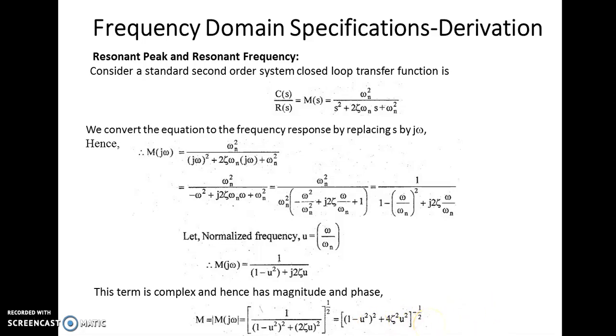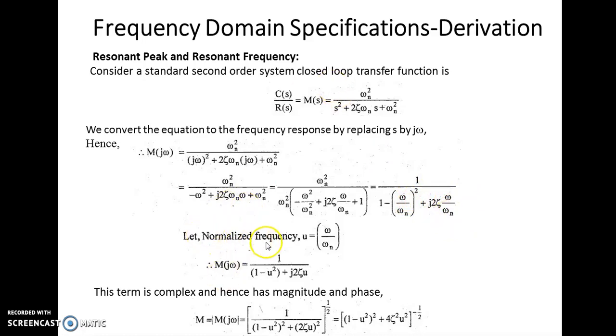First thing is, because it is a frequency response, we need to convert into frequency by substituting s equal to j omega. After substitution, we'll get M of j omega equal to omega n square by the denominator with s replaced by j omega, wherever s is there. Then, just separate omega n square in the denominator and cancel these two. We'll get here 1 over 1 minus (omega by omega n) square plus j into 2 zeta omega by omega n.